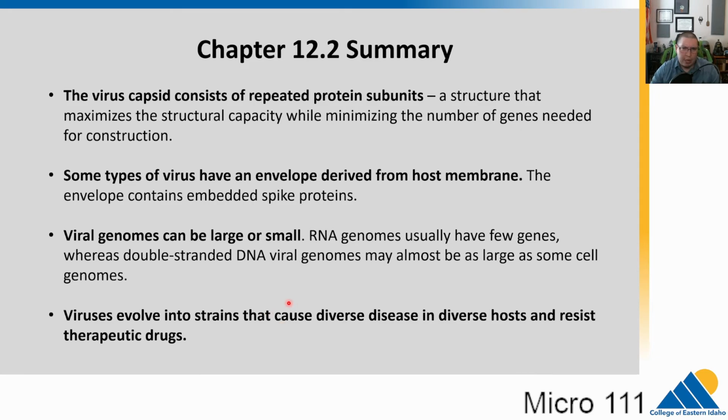So this is just, again, an overview of the subject. It's so deep, it's fascinating, but that's as deep as we're going to go. We have viruses. They consist of a capsid, which is protein subunits that encapsulate basically their genetic material. The genomes can be large or small. RNA genomes tend to be small, whereas double-stranded DNA viral ones can be large. There are some viruses that have an envelope that's derived from host membrane tissue. Then it's going to have spike proteins in there.